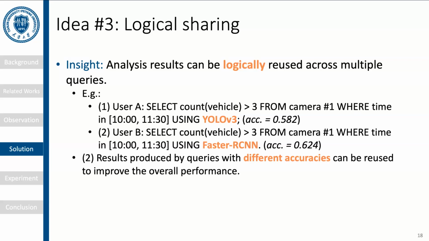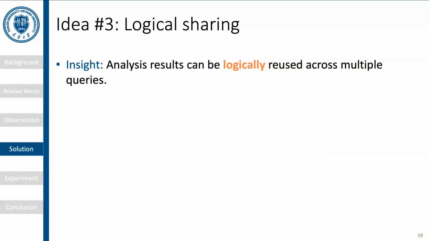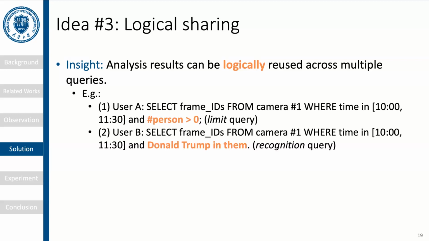Conversely, we can also directly reuse results of user B's request to answer user A if the corresponding results have been cached. At last, we can utilize outputs from a limited query to accelerate the processing of a recognition query. As shown in this example, user A's query results can be exploited to filter out frames without people in them. The system only needs to process the frames left to recognize the query target, Donald Trump.